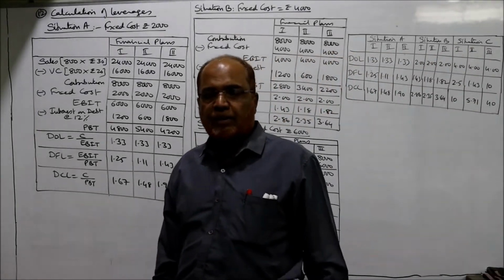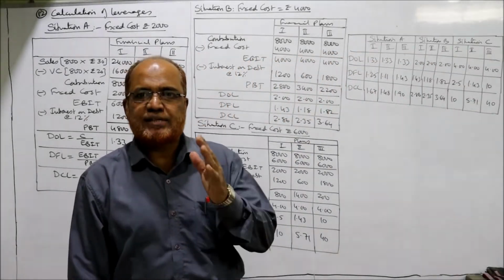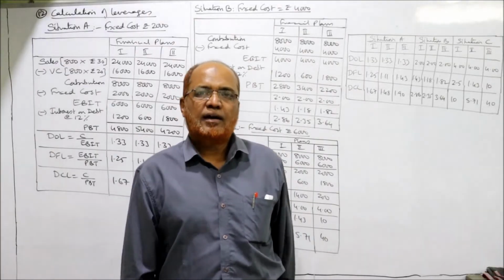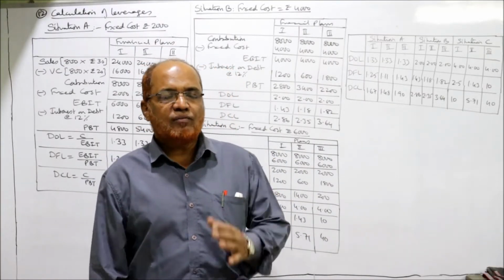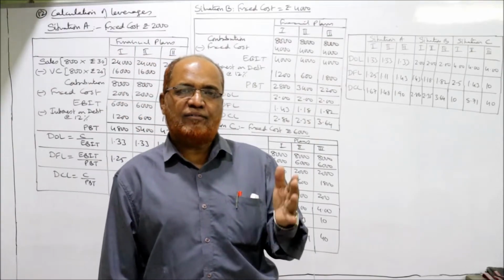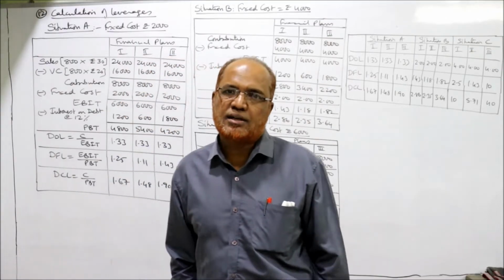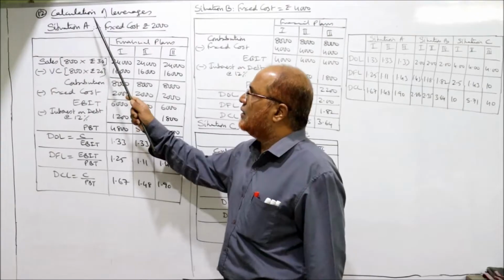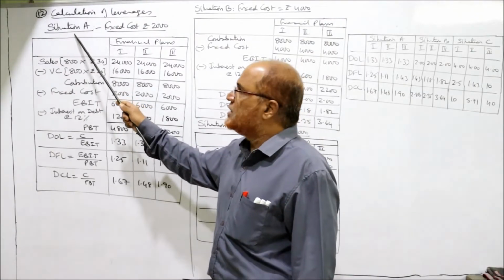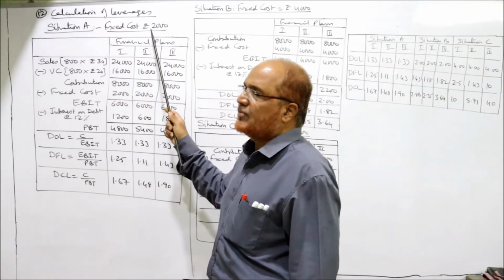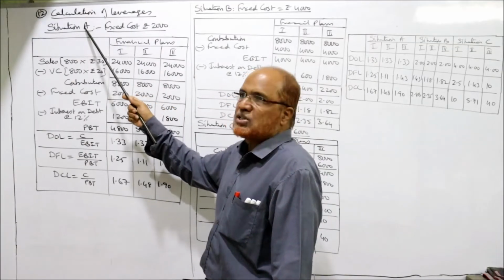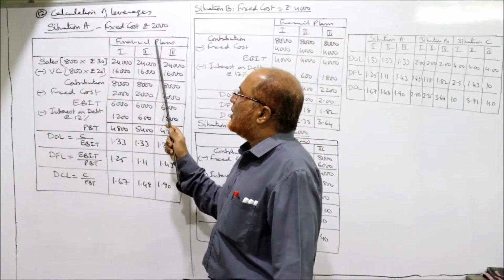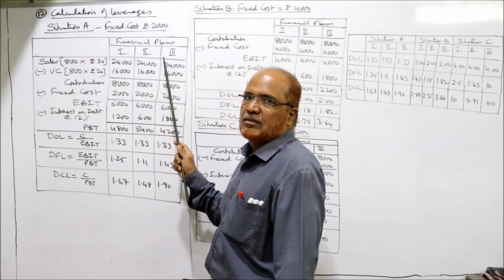So 12th problem, we are given three situations, situation A, B, C, and three financial plans, 1, 2 and 3. We have to calculate the DOL, DFL, DCL in all the three situations. So we have taken situation A. In situation A, the fixed cost is given in the problem as 2000. Now we have taken financial plans 1, 2 and 3.